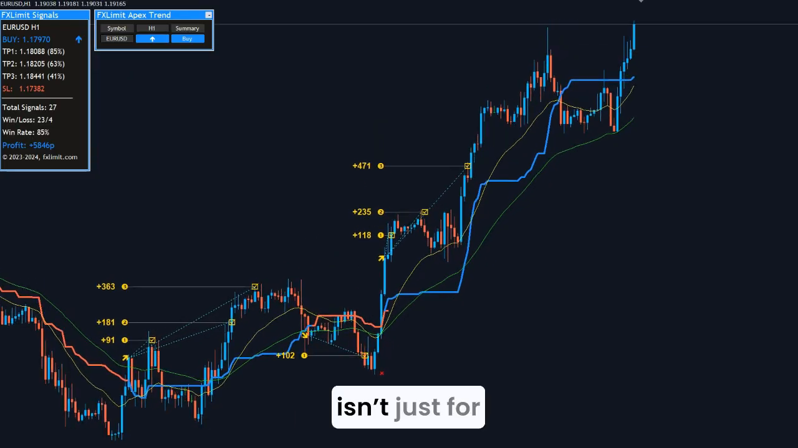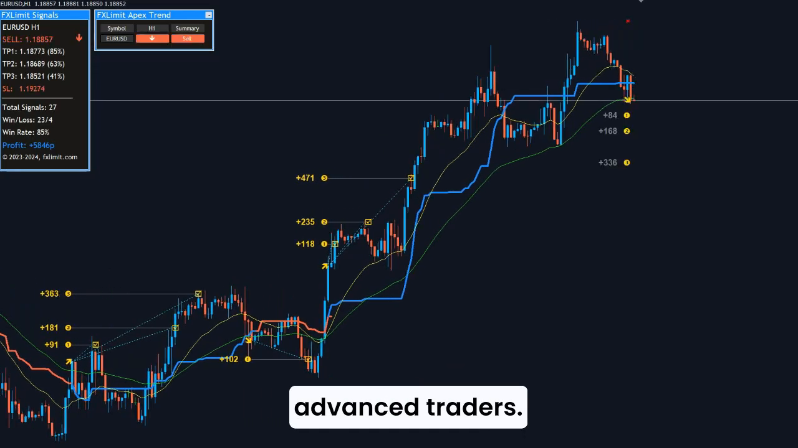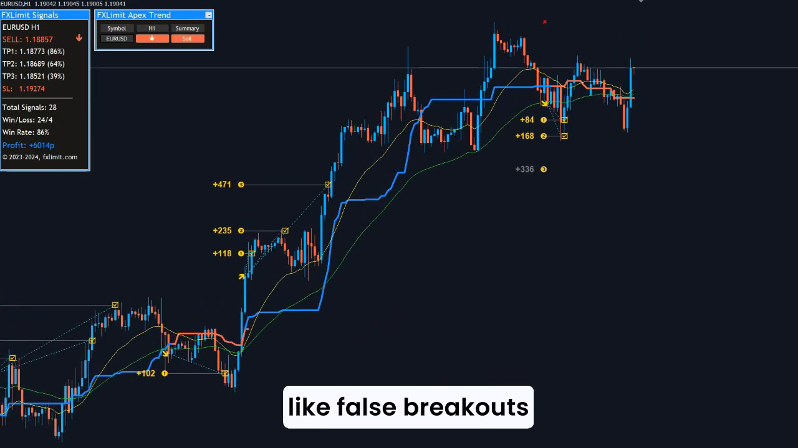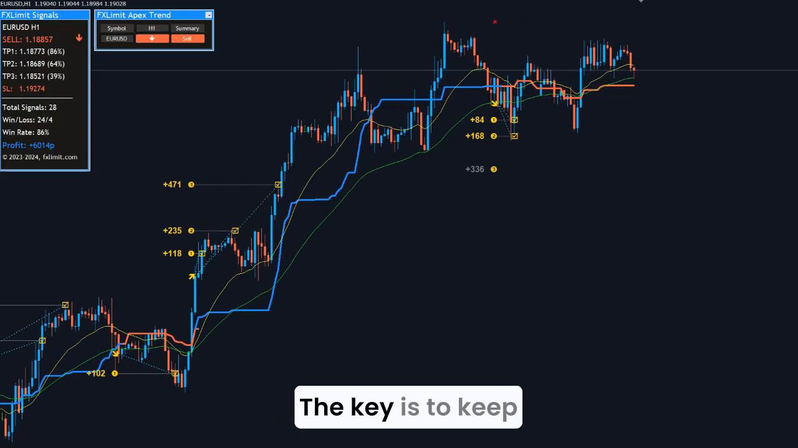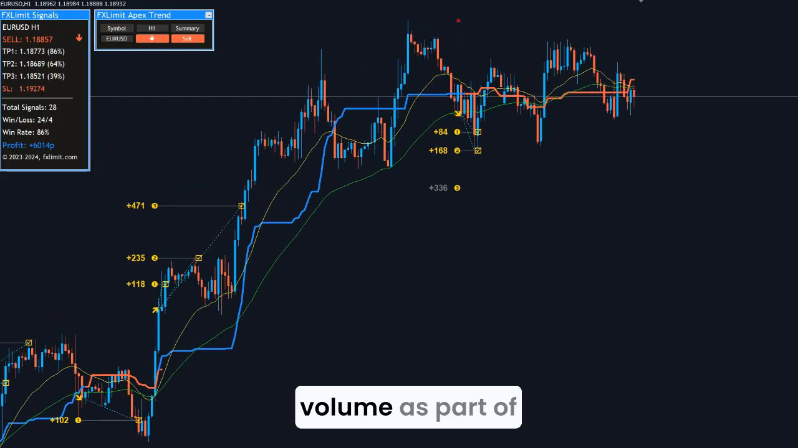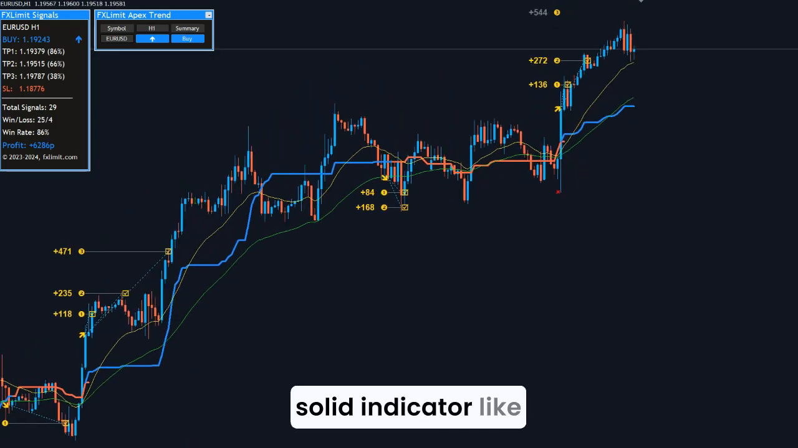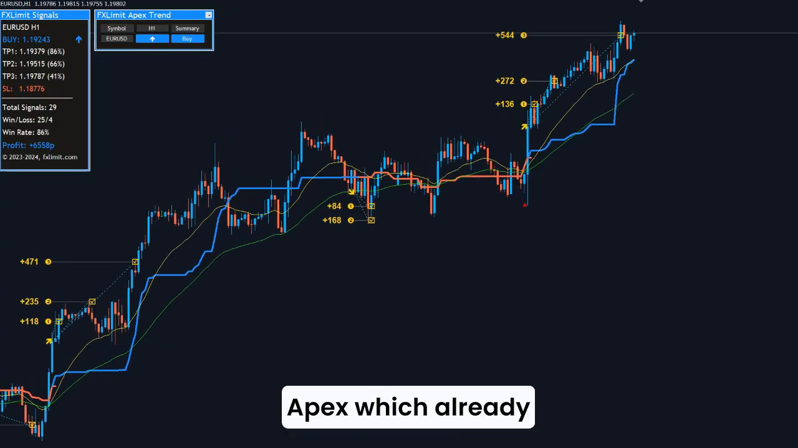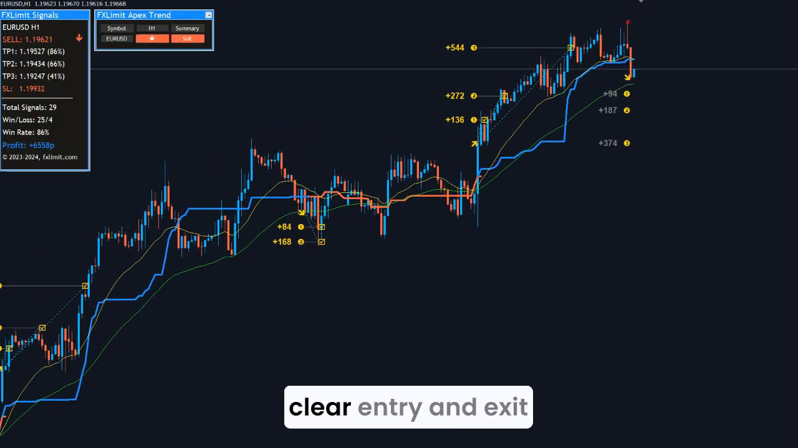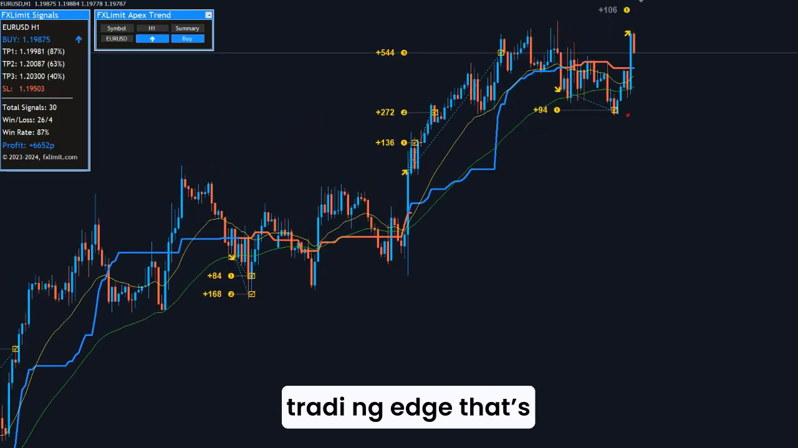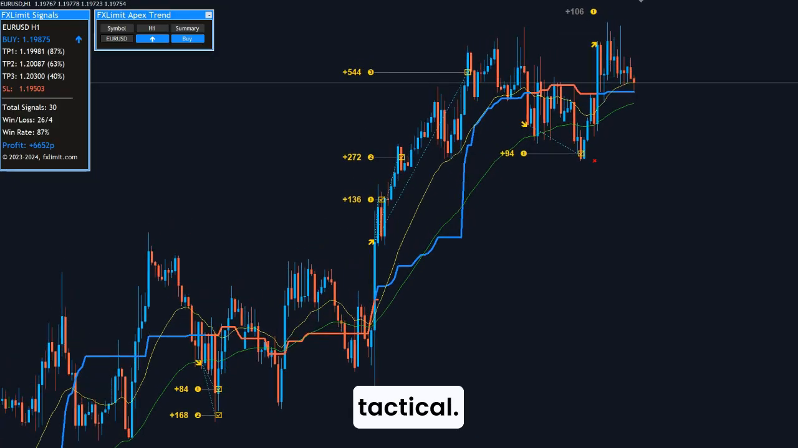Volume analysis isn't just for advanced traders. Even beginners can use it to avoid common traps like false breakouts or late entries. The key is to keep it simple and use volume as part of a bigger system. When paired with a solid indicator like Apex, which already filters out the noise and gives you clear entry and exit points, you create a trading edge that's both technical and tactical.